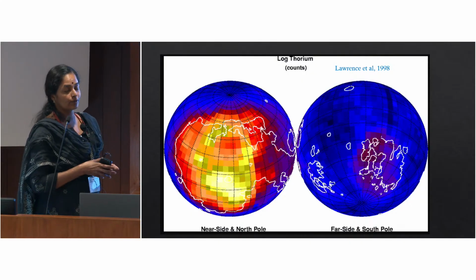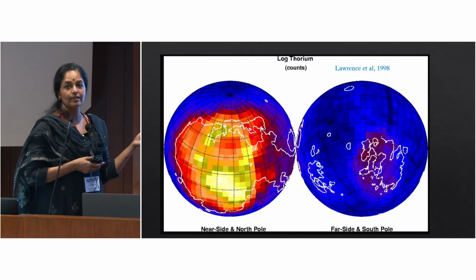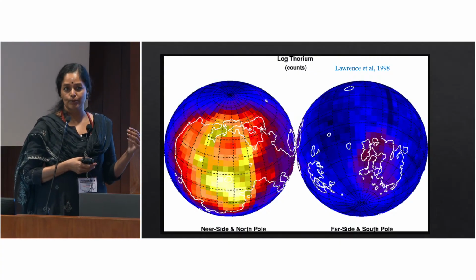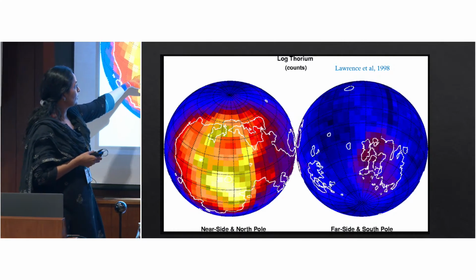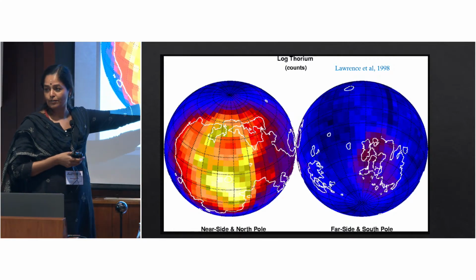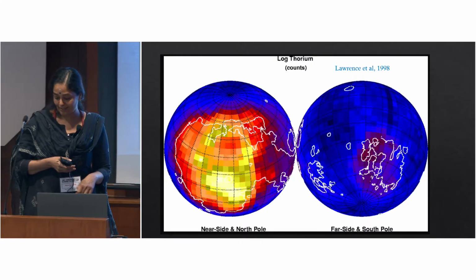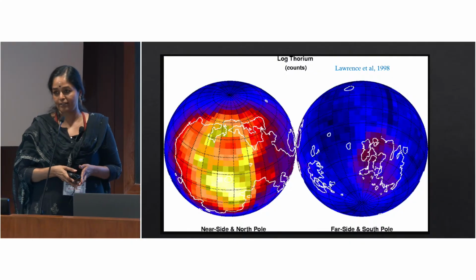And you asked about radioactivity. Gamma rays can also look at radioactive elements, which you can't do with X-rays, like potassium, thorium, and uranium. Here you see thorium on the near side of the moon and on the far side. It's a lot more here. There's a region that's classified as the Procellarum KREEP terrain, where there seems to be a lot more radioactive elements.